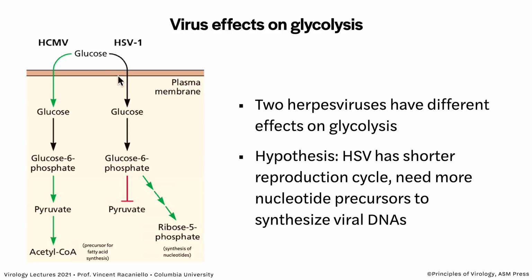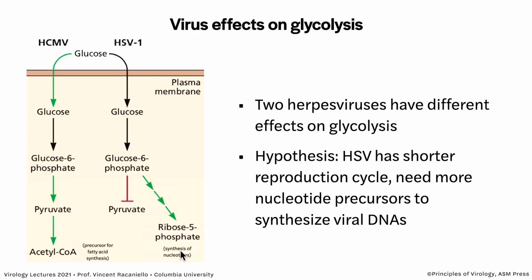Herpes simplex virus doesn't really increase the uptake of glucose. So this green arrow here means human cytomegalovirus is increasing the uptake of glucose, and it pushes it all the way to acetyl-CoA, which it needs for membranes. So the idea is that HCMV is kind of a slow replicating virus. It's pushing all of the glucose to precursors of fatty acids, whereas in herpes simplex infected cells, the virus doesn't increase glucose uptake, but rather takes everything that normally would come into the cell and shunts it off to the ribose 5-phosphate pathway. It doesn't go on to pyruvate, but it wants to make a lot of nucleotides.